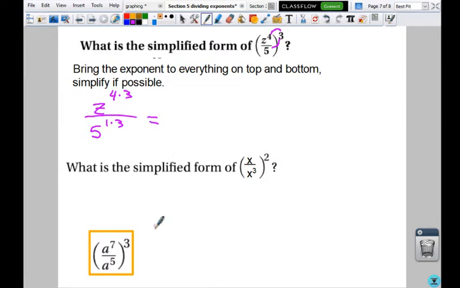And then I can simplify these. I'm going to have z to the 4 times 3 is 12 over 5 to the 1 times 3 is 5 to the 3rd. And then because 5 to the 3rd, that 3 is a small exponent, just calculate it. It's going to be z to the 12 over 125. Alright, 5 times 5 is 25 times 5.